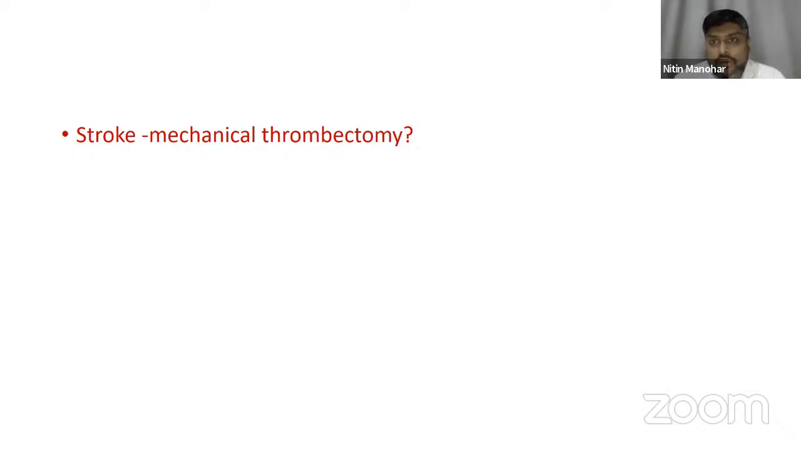Time has its own disadvantage. Most institutes' KPI for in-OR to groin puncture will be approximately 10 to 12 minutes. That's the most. So in 10 to 12 minutes, there has to be a groin puncture, so you will not get any time to prepare. Dr. Vijay, anything with your experience here in this stroke area?